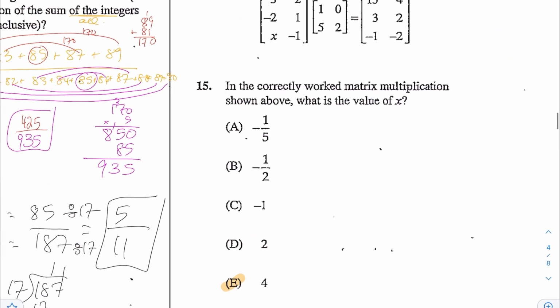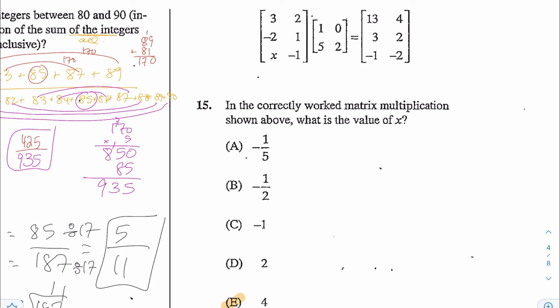All right, next for number 15, in a correctly worked matrix multiplication shown above, what's the value of x? All right, so you don't have to worry about this for the exam anytime soon, but matrix multiplication is something you'll do later on in high school. Here, a matrix is just an array of numbers. So the first matrix is a 3 by 2 because it's 3 rows by 2 columns. And the second one is a 2 by 2 square matrix.